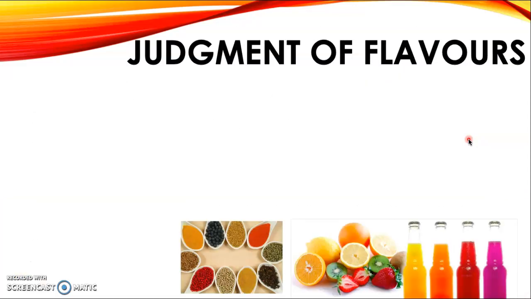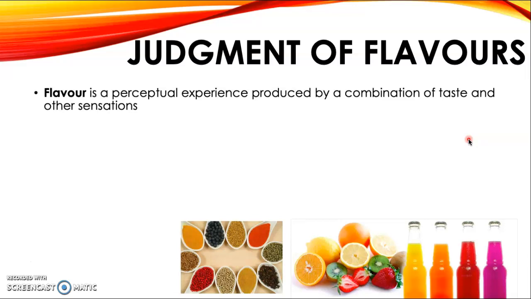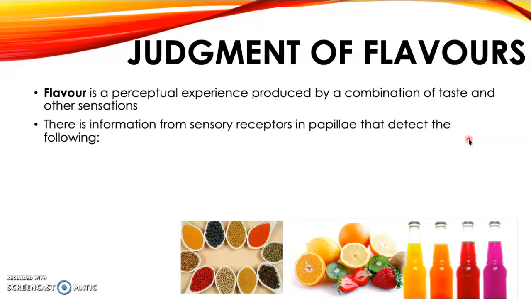Alright, so our first thing is judgment of flavours, and we've mentioned this before, but flavour is our perceptual experience produced by a combination of taste and other sensations. So it's not just taste, it can be smell, for example, as well, but it can also be colour, texture, all of these different things.